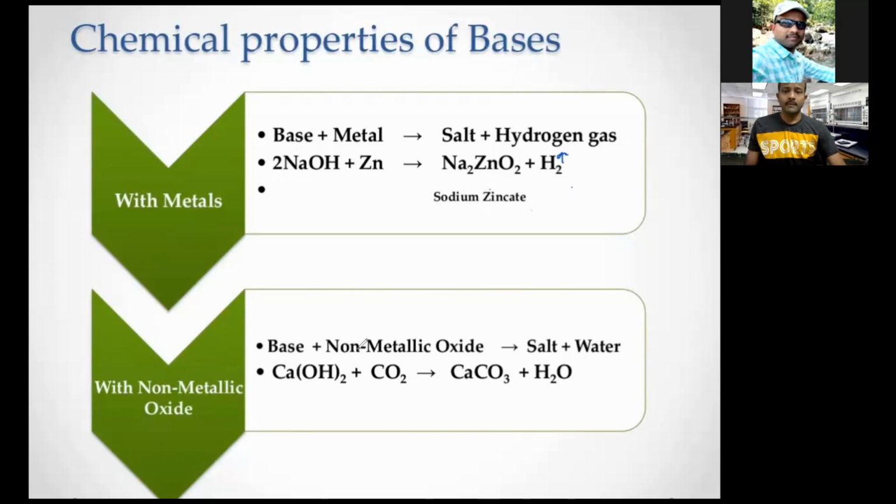Now you see, when bases react with non-metallic oxides, non-metallic oxides are acidic in nature. When a base reacts with an acidic substance, that also gives salt and water. When acid reacts with a basic substance, it gives salt and water. When base reacts with an acidic substance, that also gives salt and water. You see here, when calcium hydroxide reacts with carbon dioxide, a non-metallic oxide, it gives calcium carbonate salt and also forms water.